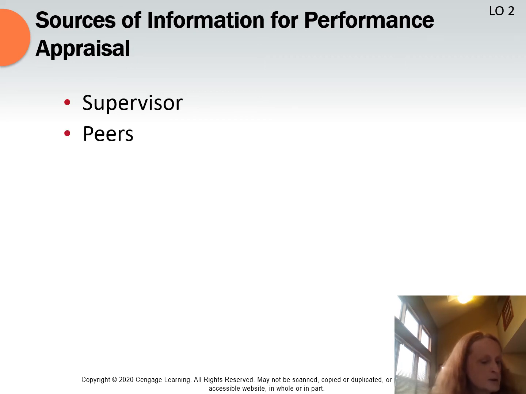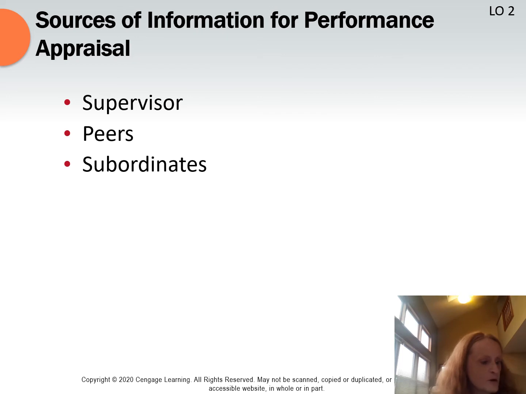Next, peers. Peers here are people that we work with, like our coworkers that don't supervise us, but may have a say in how we've been performing if they work with us. An advantage of using peers in such a process is that they have expert knowledge of job content and also may have more opportunities than the supervisor has to observe the performance of a given worker on a day-to-day basis.